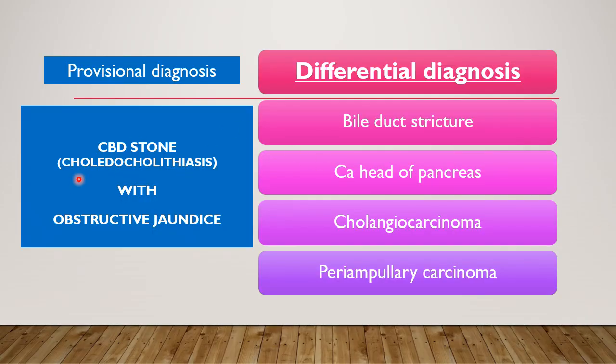The provisional diagnosis, as we have already entertained, is a choledocholithiasis with obstructive jaundice and complicated with ascending cholangitis. So differential diagnosis will be bile duct strictures, carcinoma head of pancreas, cholangiocarcinoma, and periampullary carcinoma. These 3 are unlikely to be the cause because the patient is a young patient and the history is very short.